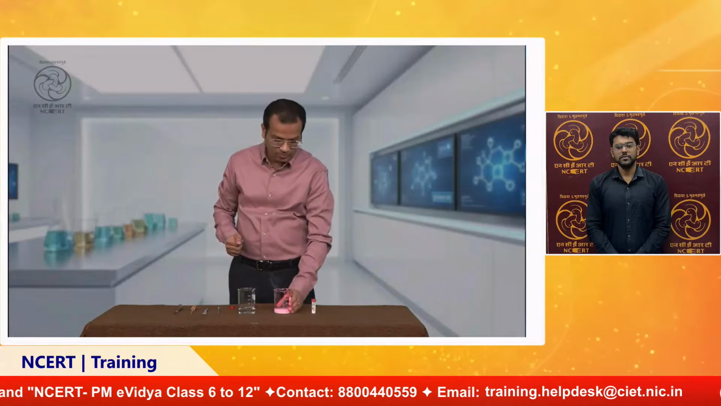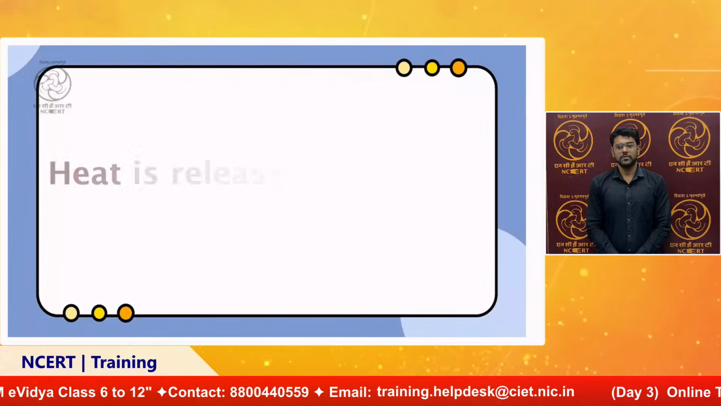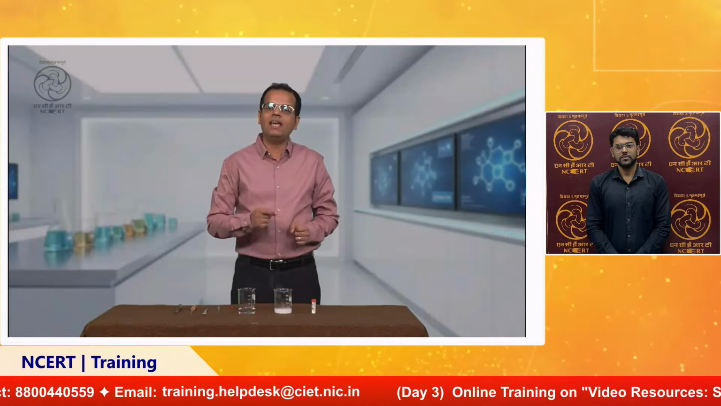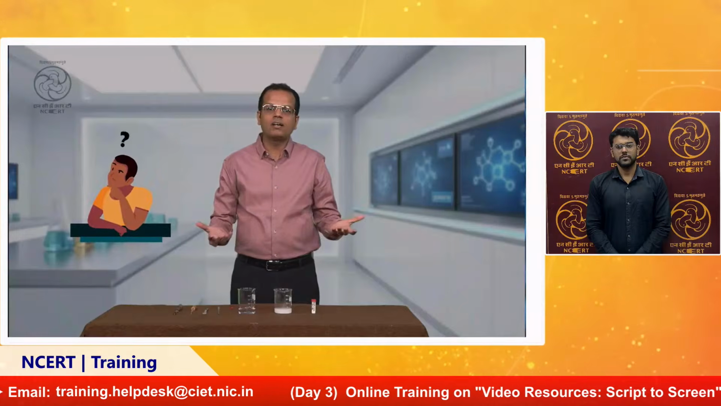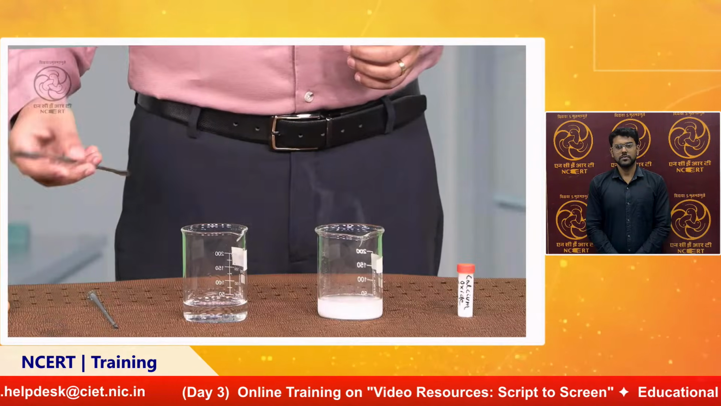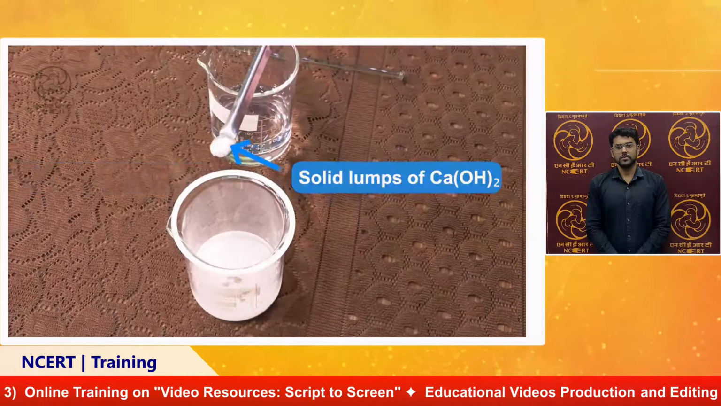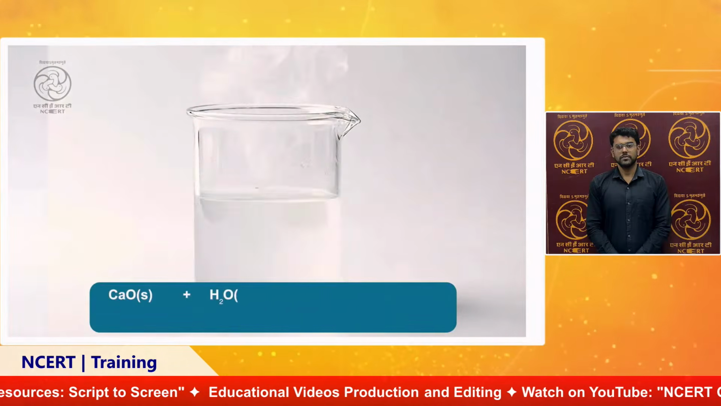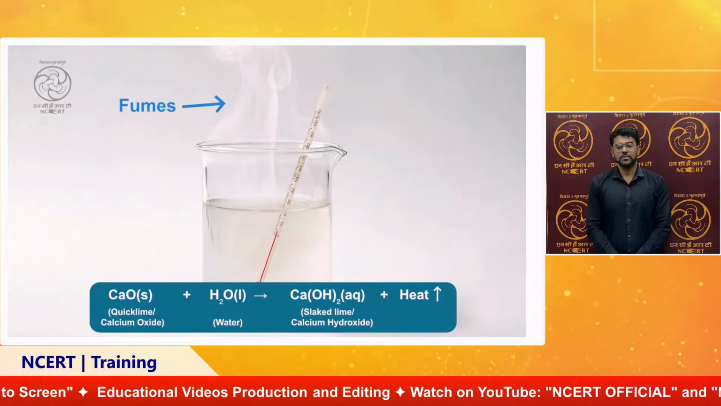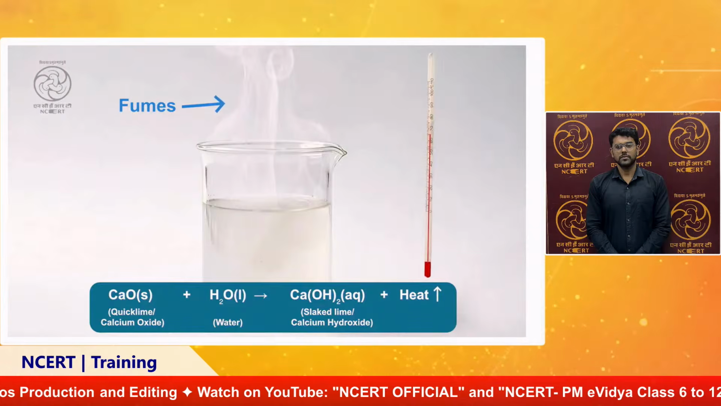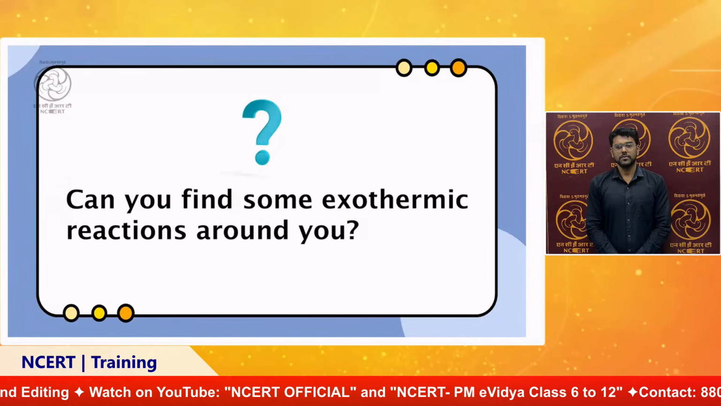Now let me touch the beaker and check it. It's hot. That means heat is released during the reaction, and hence it is an exothermic reaction. What other changes are seen? Solid lumps of slake lime are being formed, and these are white in color. So this new compound is called slake lime or calcium hydroxide, which we use to whitewash the walls. Can you find some exothermic reactions around you?